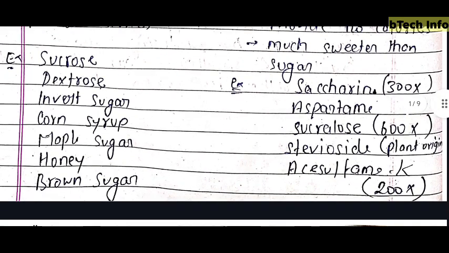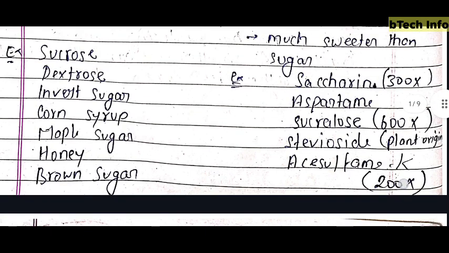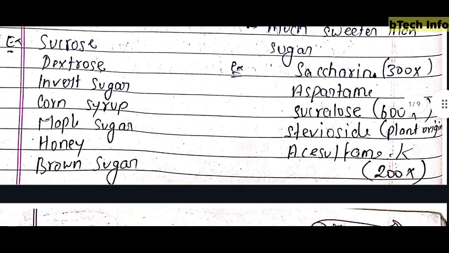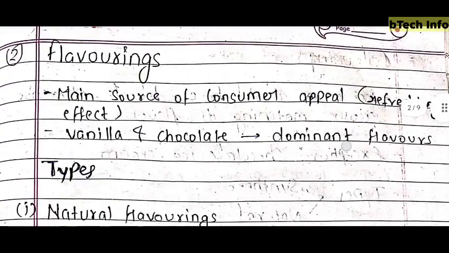The second one is aspartame. The third one is sucralose, which is 600 times sweeter than sucrose. Then stevioside, which is of plant origin, from stevia. And also acesulfame K, which is 200 times sweeter than sucrose.